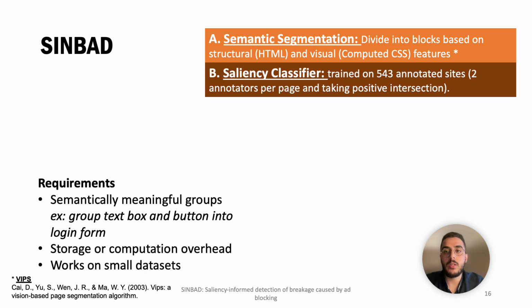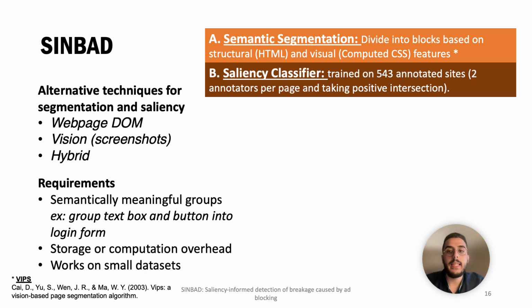We need the segmentation to return meaningful groups, to be efficient, to be able to scale SINBAD, and to fit into our small curated dataset. Overall, techniques can be categorized into 3. Some segmentation works directly on the web page HTML code and its tree representation, called DOM. Other approaches use the vision models to segment web page screenshots. And finally, there are some approaches that try to use a bit of both.